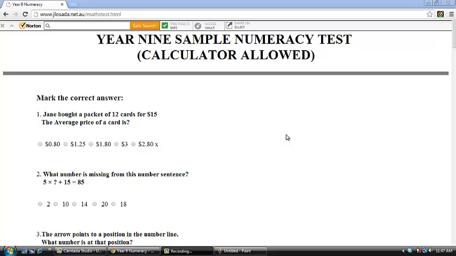Okay, today we're going to have a look at the Year 9 sample numeracy test. This is similar to what you find in exams such as NAPLAN. Let's have a look at the first question.